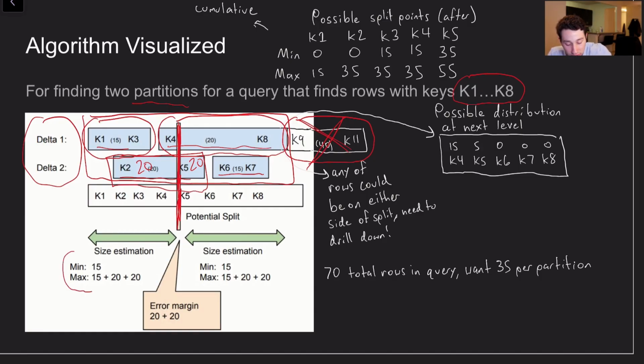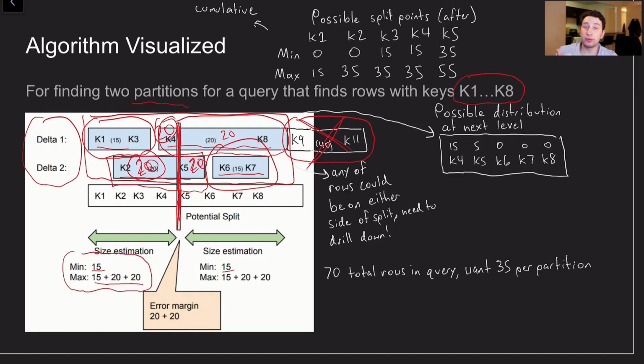So basically, if we're looking at partition 1 and partition 2, we know that the minimum number of rows in partition number 1 is 15, and the maximum number of rows is 75. The reason being all 20 could be over here, and all 20 could be over here in K4 from delta 1. That being said, if we look at partition 2, the same exact thing applies, right? So at minimum, we know there's 15 rows because there's 15 rows over here. And then we also know that it's possible all 20 rows could be on this side of the barrier on both of those B tree nodes over there. So basically, now we're able to calculate two things.